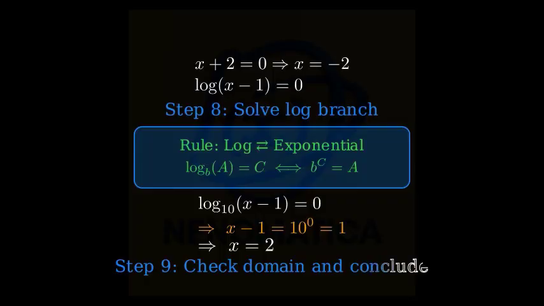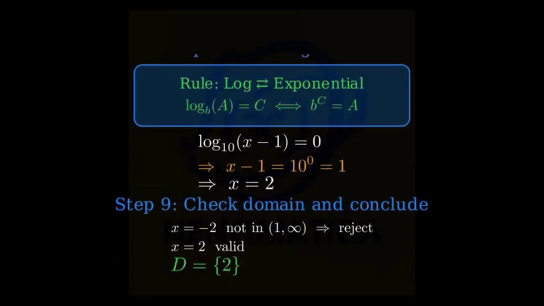Finally, check both candidates against the domain x greater than 1. -2 fails the domain. 2 satisfies the domain. The solution set is the singleton containing 2.